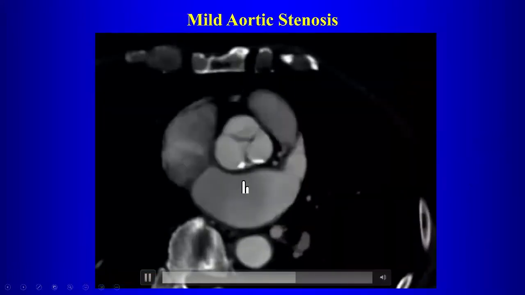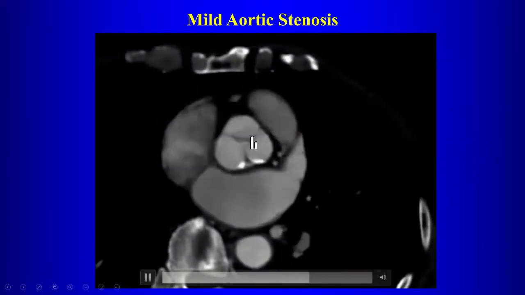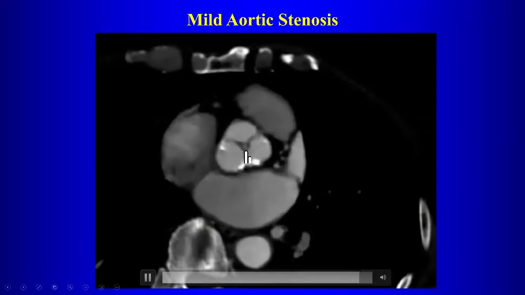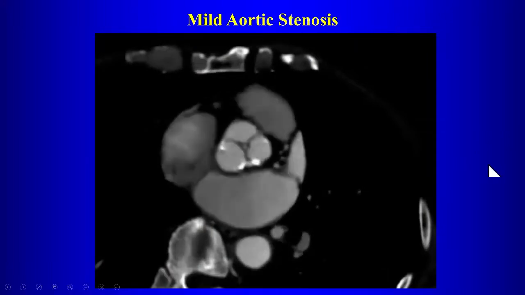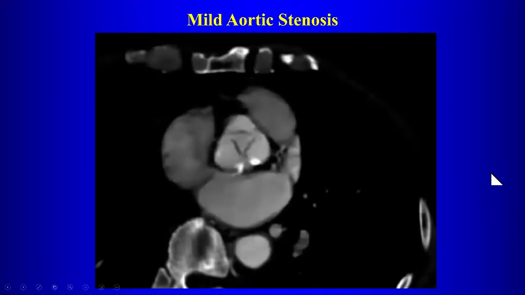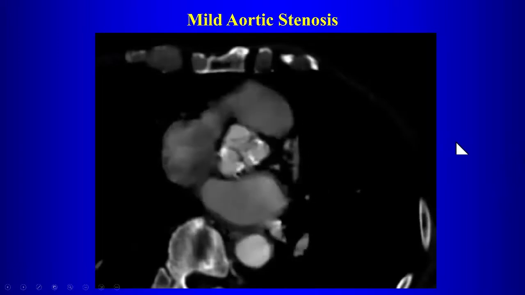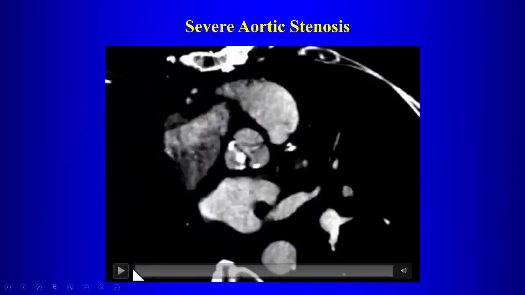So it's a mild aortic stenosis here. It's a tricuspid valve. You can see there's some aortic valve calcification. It's opening, but it's not opening all the way. So that's mild aortic stenosis. Again, you would take measurements of the aortic valve area when it is completely open, and you would match that up with your chart to grade the severity of the aortic stenosis.